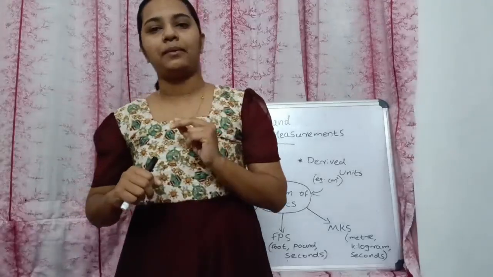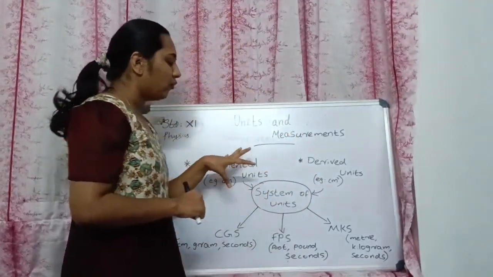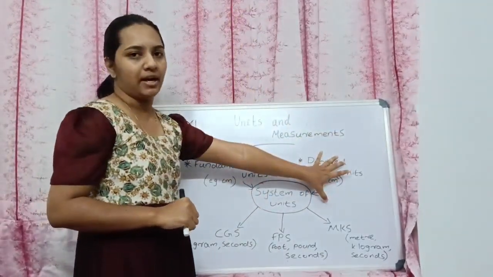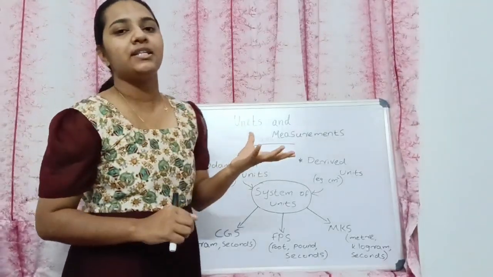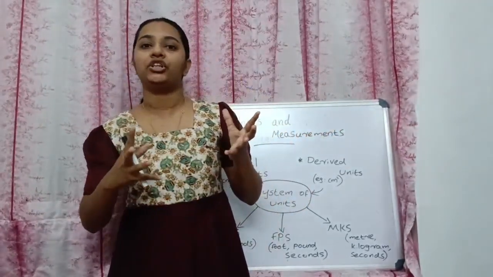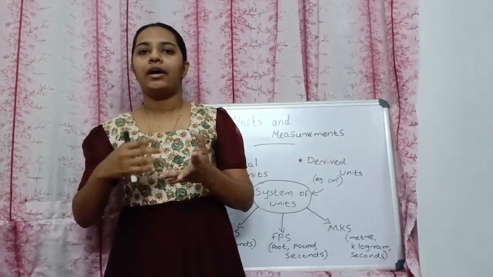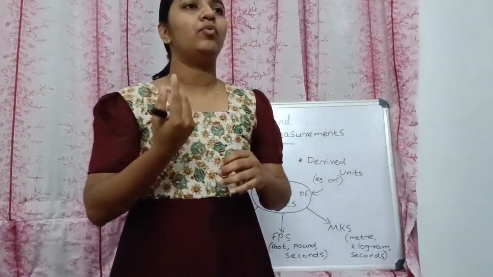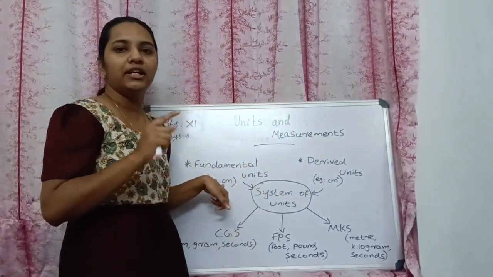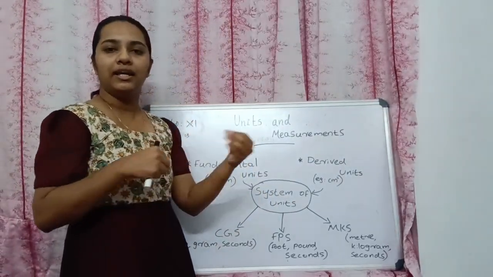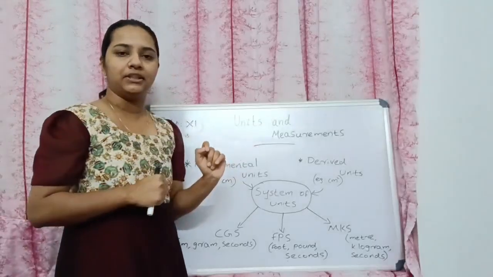So there are two types of units. That is fundamental units and derived units. Fundamental units are the units that measure the fundamental quantities like length, mass, etc. So one example is centimeter. Centimeter is a unit that denotes the length, right? So it is a fundamental unit.